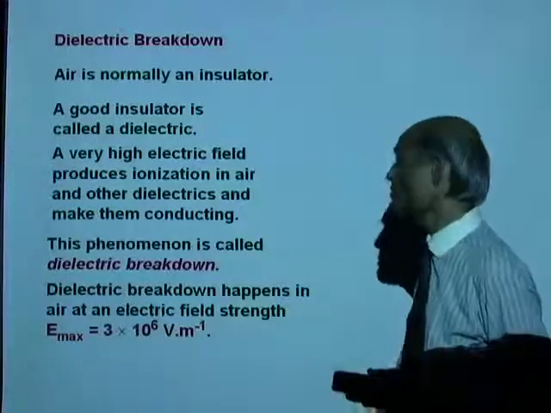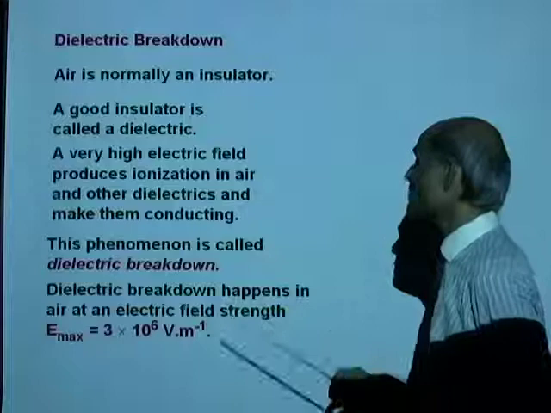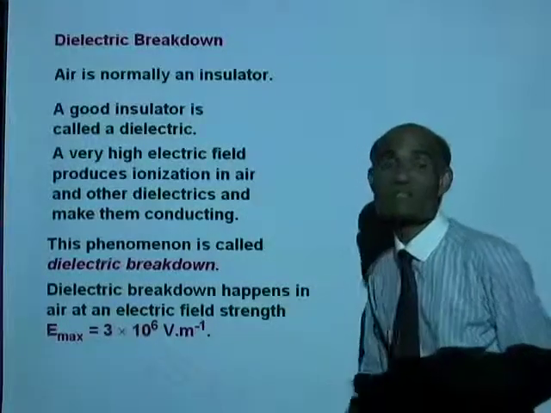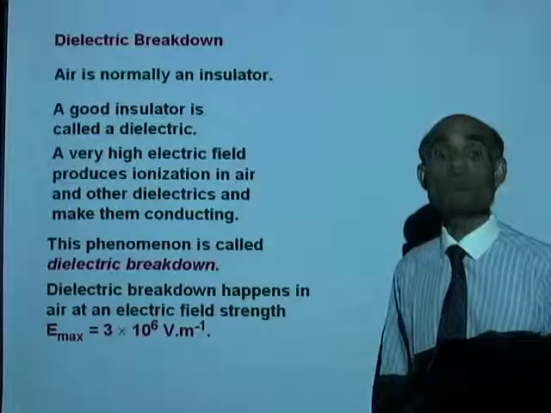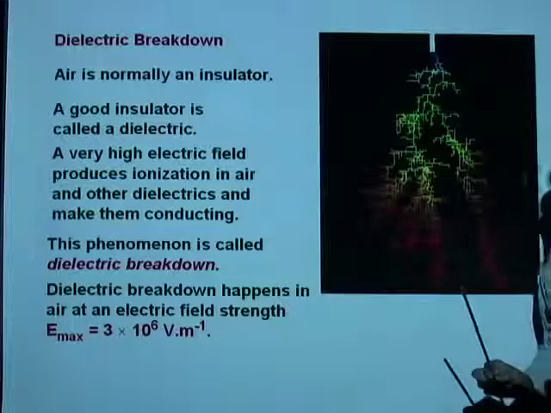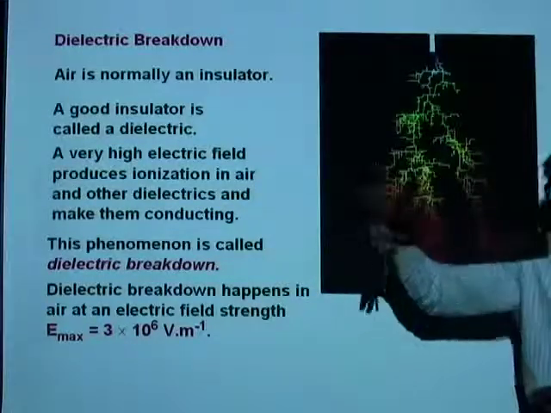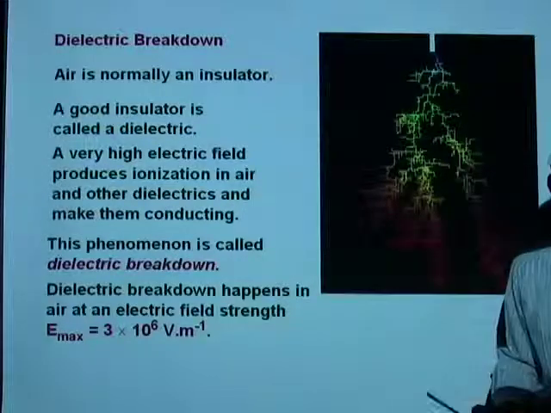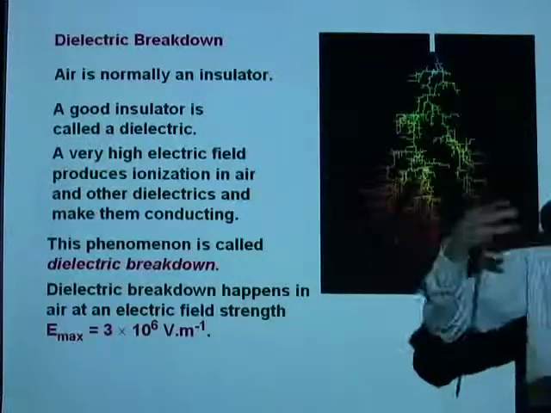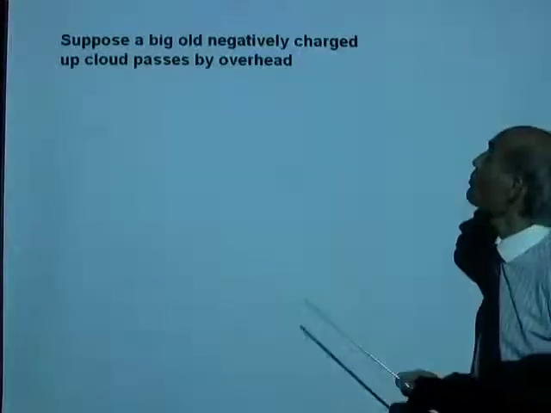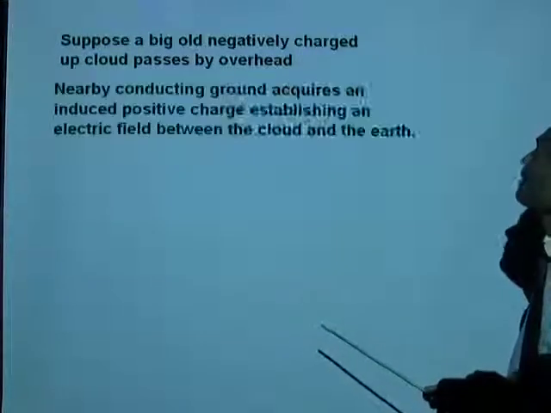Dielectric breakdown happens in air at an electric field strength we talked about in the last class: 3 times 10 to the 6 volts per meter. Now that is the reason why we get lightning. When clouds move in air, the rubbing of the clouds with the air molecules creates large amounts of electric charges. Now, suppose we have a big old negatively charged cloud overhead.